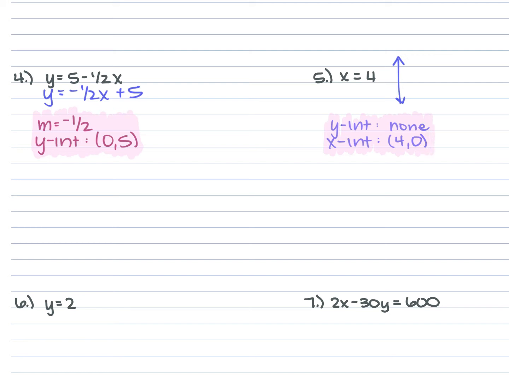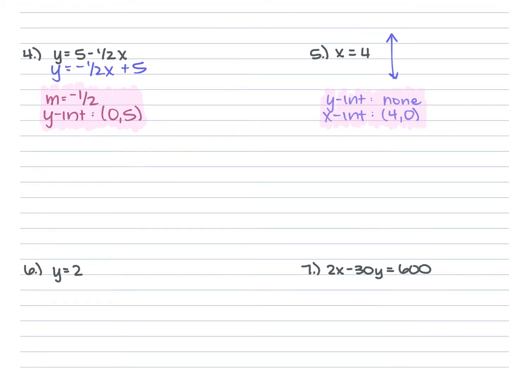So number 6 is very similar to this one, kind of, in the sense that it's a variable is equal to a number. For 6, you have y is equal to 2. So y is equal to is always a horizontal line. So it'll go through the y-axis at 2 for this one. If it goes through the y-axis, does it ever touch the x-axis? The x-intercept is none. And your y-intercept will have that 2 in it, so it's 0, 2.